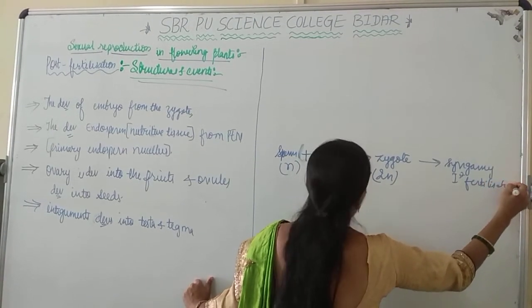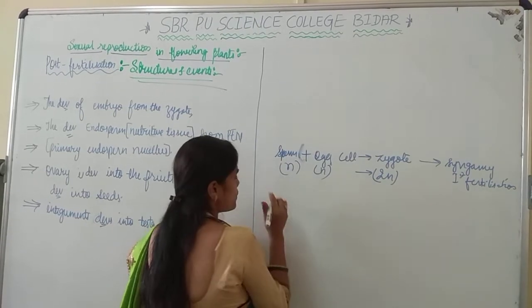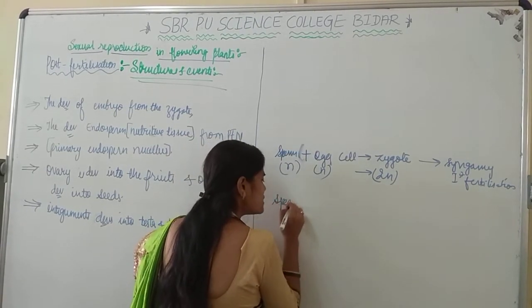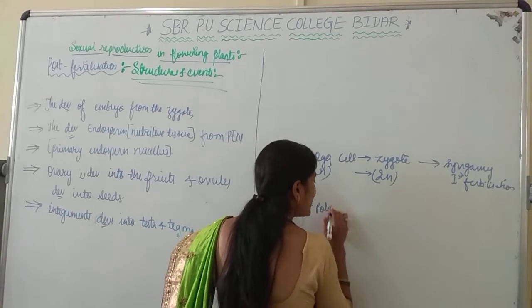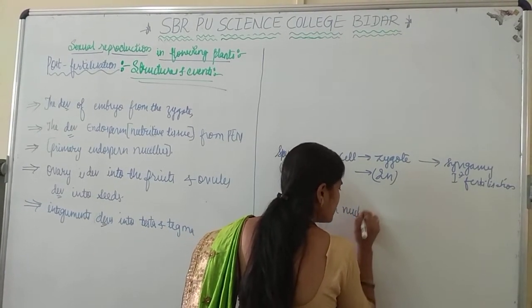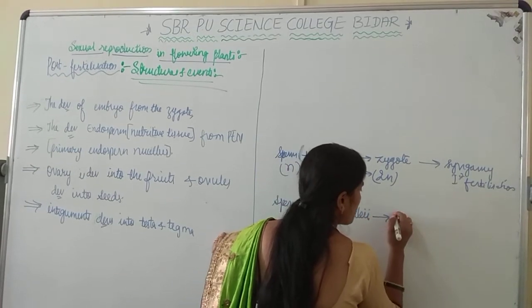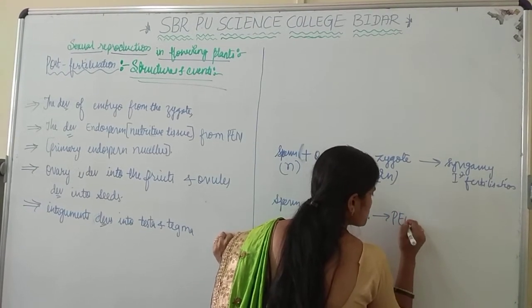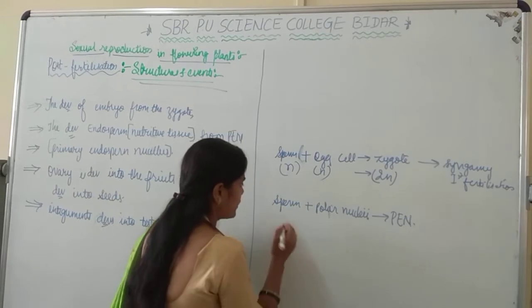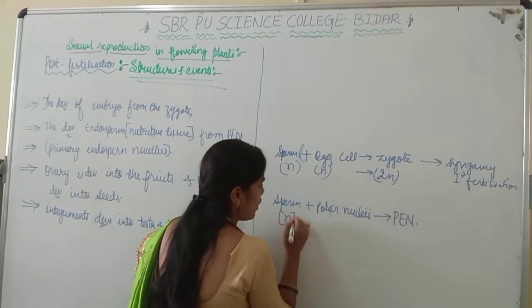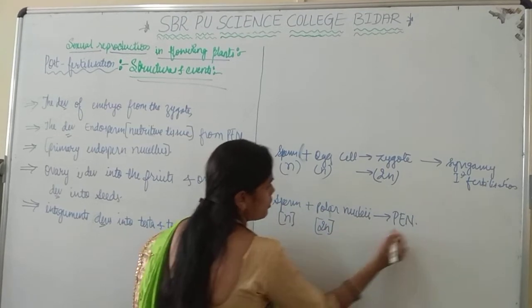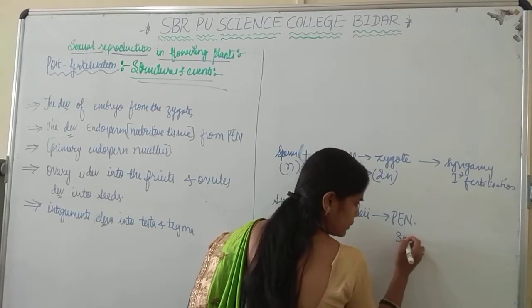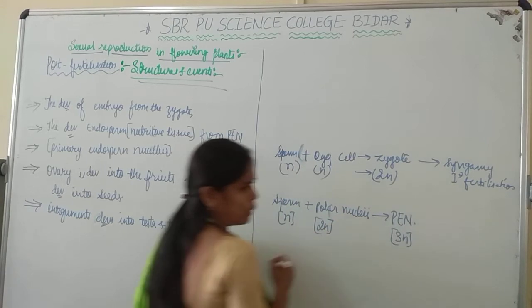Then one more sperm was there. That sperm combined with the polar nuclei to form the primary endosperm nucleus. The sperm is haploid and the polar nuclei are diploid. So what about the primary endosperm nucleus? That is triploid.